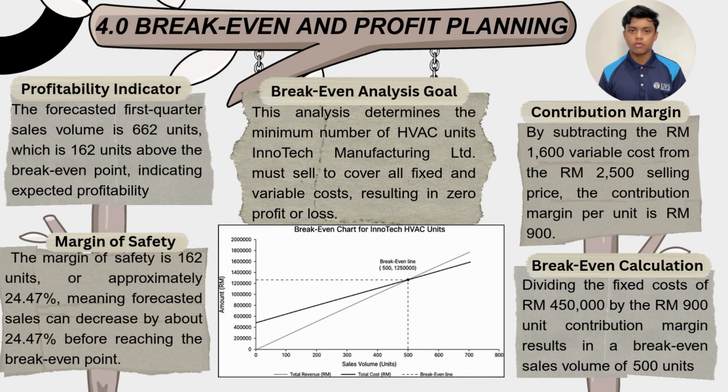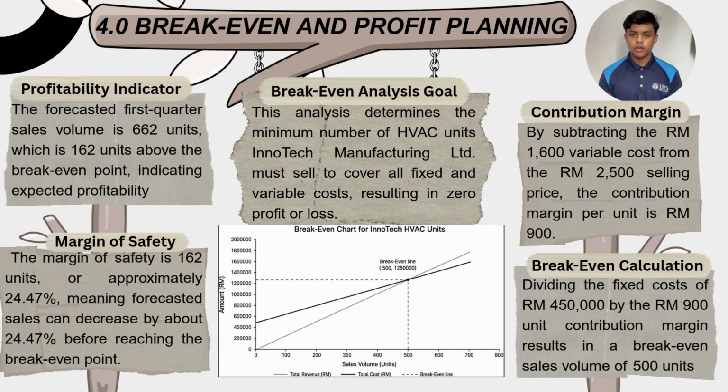This brings us to our margin of safety. The margin of safety represents the difference between our forecasted sales units and our break-even units. By subtracting 500 from 662, we find a margin of safety of 162 units. When we calculate it as a percentage, this is roughly 24.47%. This means Innotech's forecasted sales can decrease by about 24.47% before the company reaches the break-even point.